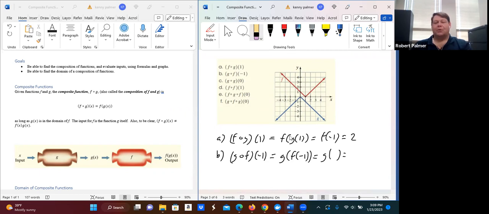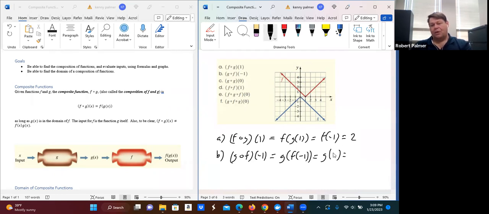Okay, so once again, I found the input g of 1 is negative 1, then evaluate negative 1 from my function f, and that's 2. Now let's go back to this one. So f of negative 1 is also 2, as we just said.